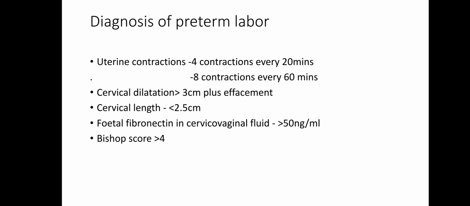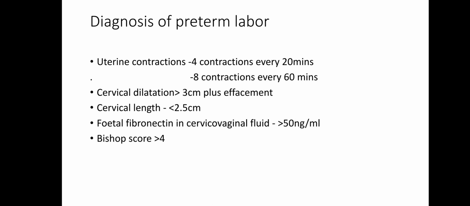FFN, as we say, fetal fibronectin, is like a gluey substance which is found between the placenta and the decidua. Decidua is the maternal part, the endometrium basically. So it glues the placenta to the endometrium. So when the glue starts shedding, that means labor is close. And usually that only happens after 37 weeks. So if you find fetal fibronectin in cervicovaginal fluids before 37 weeks, it's an indicator of preterm labor.